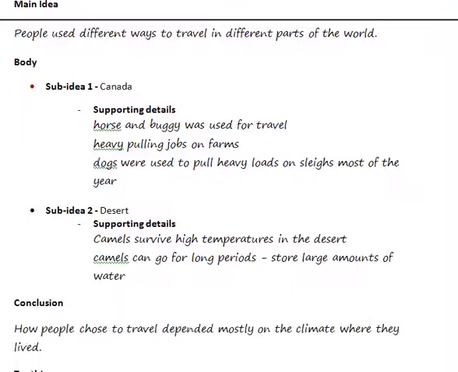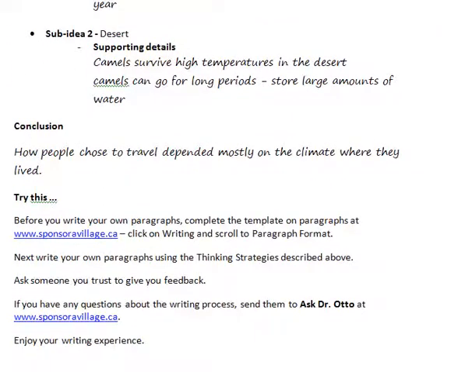Sub-idea number 2, desert. Supporting details: camels survive high temperatures in the desert, camels can go for long periods, store large amounts of water. Conclusion: how people chose to travel depended mostly on the climate where they lived.